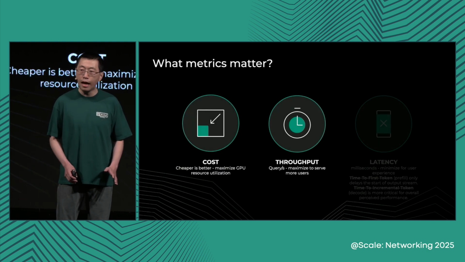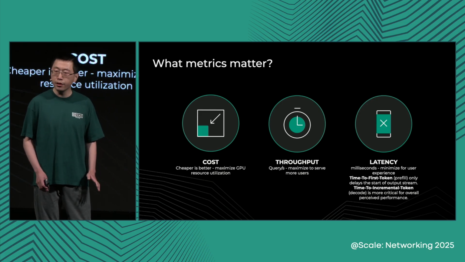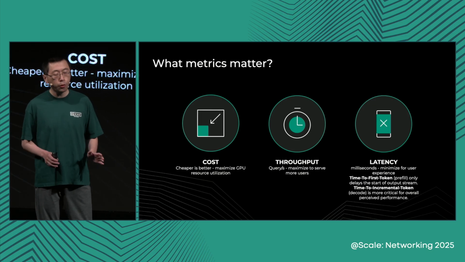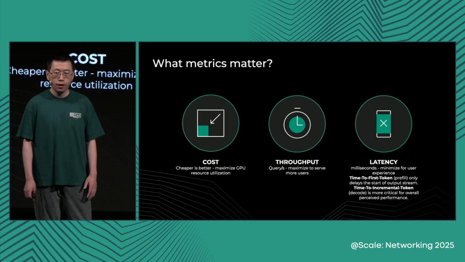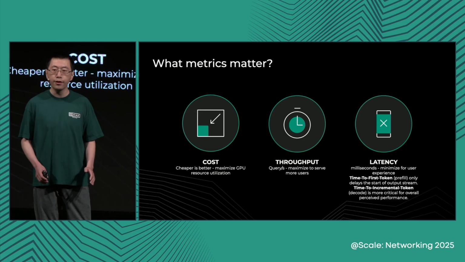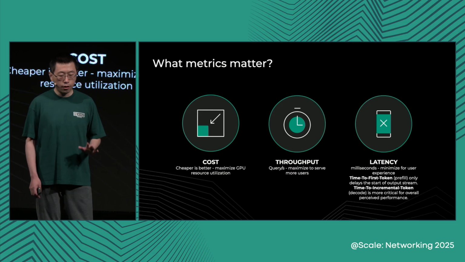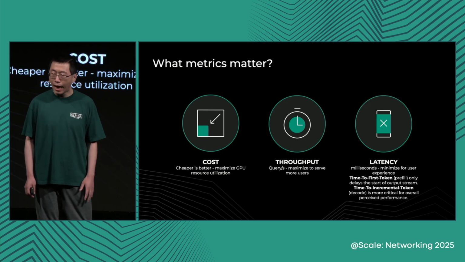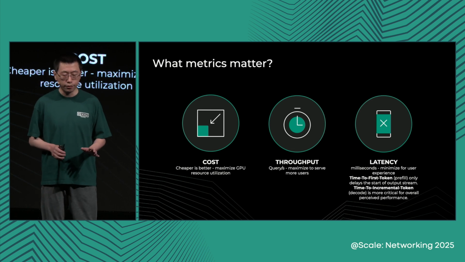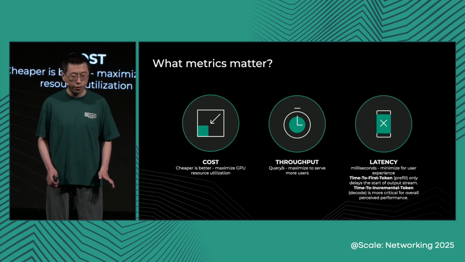So our goal with the LLM inference system is to optimize several key metrics. We want a cheaper cost to maximize the GPU utilization. We want higher throughput to serve more users. The most important thing here, we want to minimize the latency for the best user experience. Time to first token, or TTFT, for prefill, only delays the start of the output stream. And the time to incremental token, or TTIT, for decoding is more important for the overall perceived user experience.